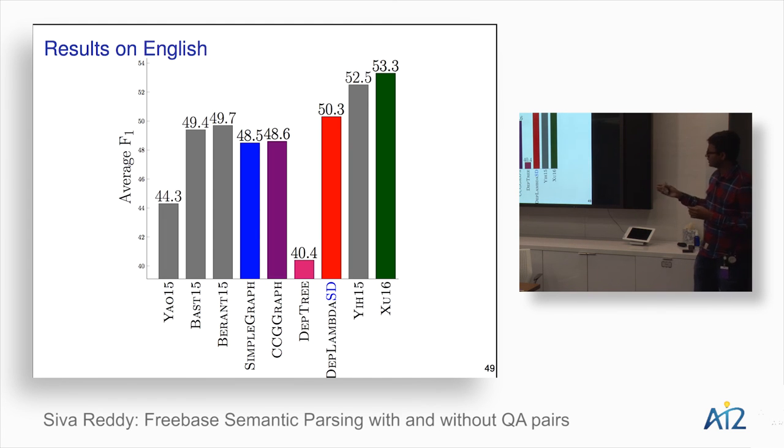And the state-of-the-art method is using neural networks, as you guessed, which is Scotty from Microsoft here. That was doing 52.5. This SU16, which is 53.3, is our latest paper, which I will just briefly talk about.